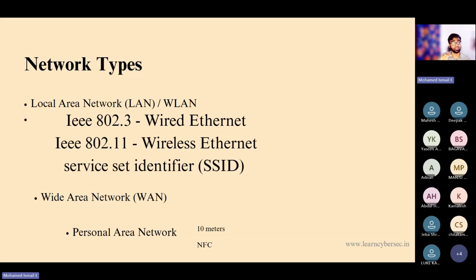But the standard you just need to remember is IEEE 802.3. From an exam standpoint, if there is a multiple choice question, what is the IEEE standard for wired Ethernet? 802.3. That's what you need to know.